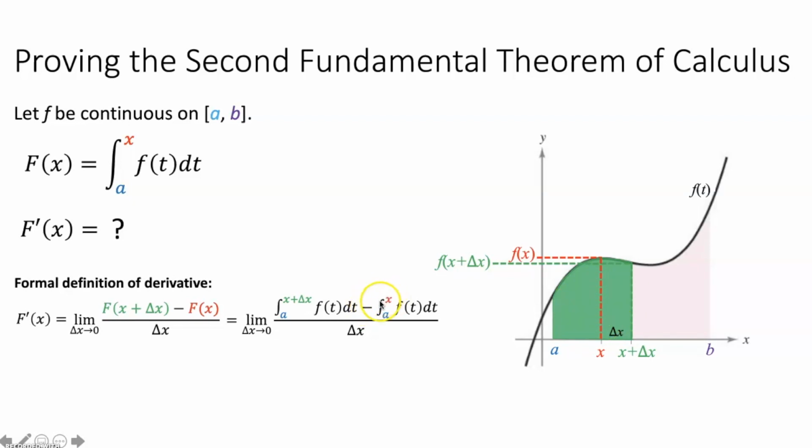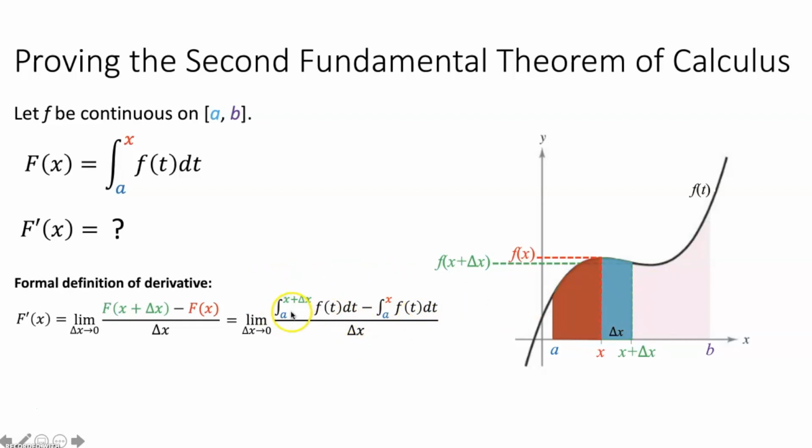Then I'm going to subtract the integral from a to x of f of t dt, which is the area under the curve from x equals a to x equals x in this case, which is this red region right here. So if I take the green region and subtract out the red region, I'm just left with this region right here, which we're going to shade blue. This is what our numerator in this limit is going to be equal to.